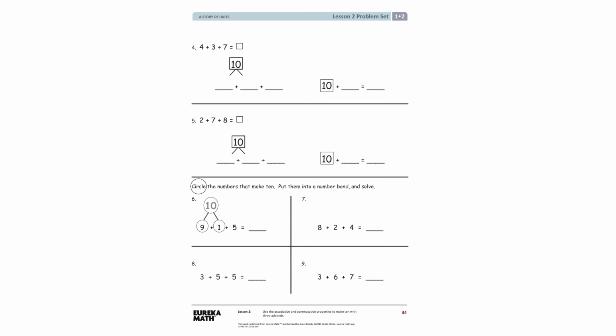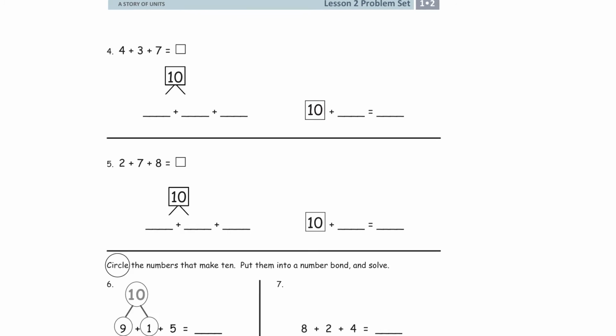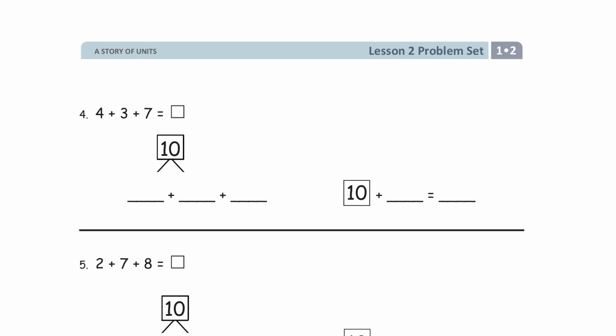Welcome back, boys and girls. Did you get problem 3 done? All right, great job. Let's take a look here at number 4. It's going to be the same process that you've been doing. 4 plus 3 plus 7. Over here, you're going to make a group of 4 dots, 3 dots, and 7 dots.